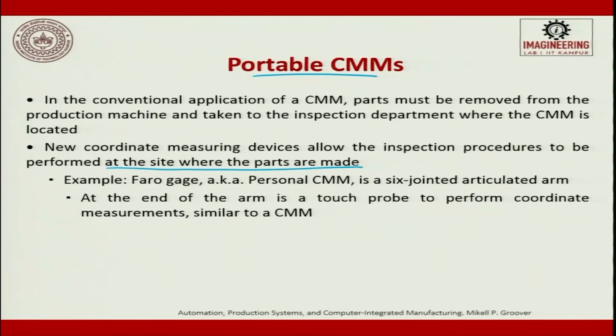Suppose you have a large component which is to be made. So, we will talk about this example. A FARO arm is an example which has a personal CMM. It has 6 joints, an articulated arm just like a robot, and it can do the measurement. So, it is almost like a robot arm. You will have several rotating joints, and at each joint you will have an encoder, and that encoder measures the XYZ and communicates. At the end of the arm is a touch probe to perform the coordinate measuring action.